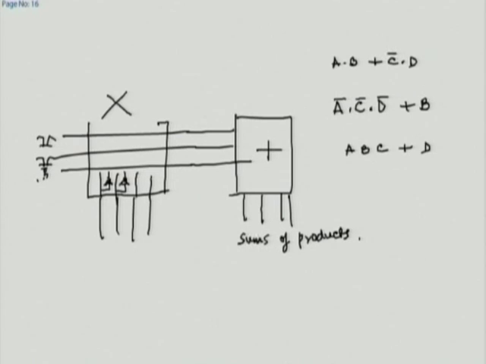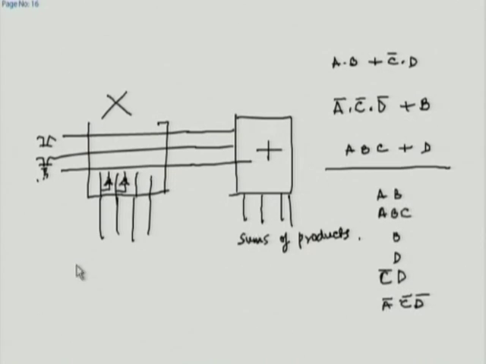Now, how many unique product terms do I have? I have A B, I have A B C, I have B, I have D, I have C bar D, and I have A bar C bar D. So each one of these will correspond to a row.